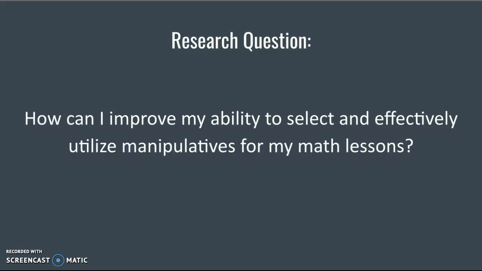My research question then focuses on my grade 2 students. And the question that I crafted concerns the improvement of my ability to select and effectively utilize math manipulatives for my math lessons. So how can I do this?